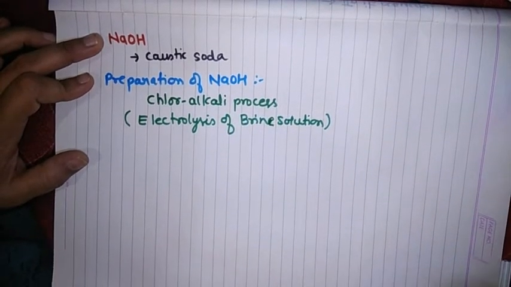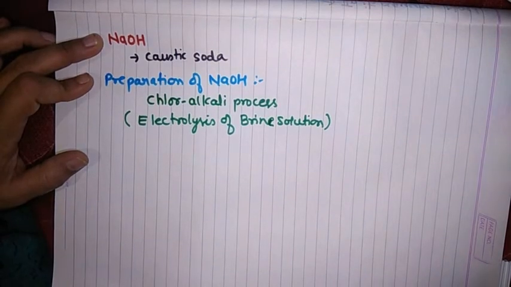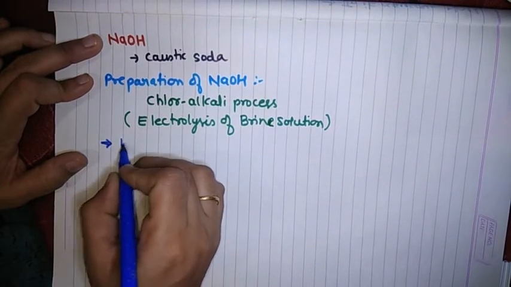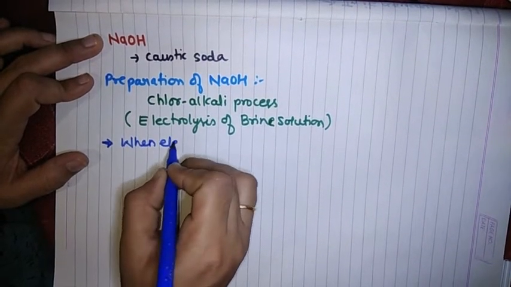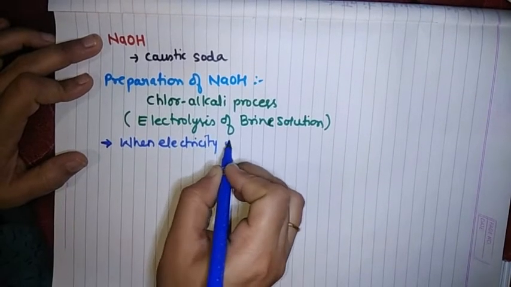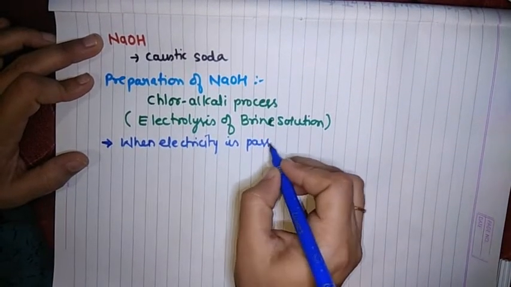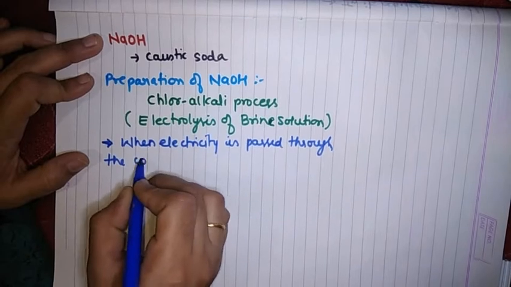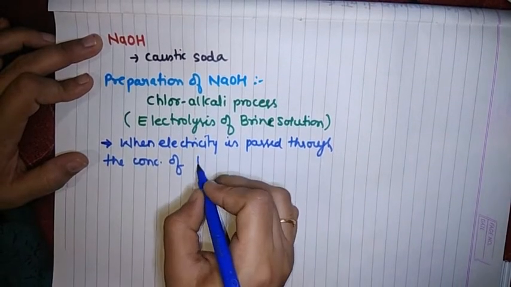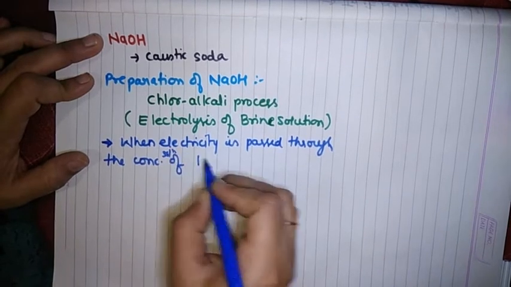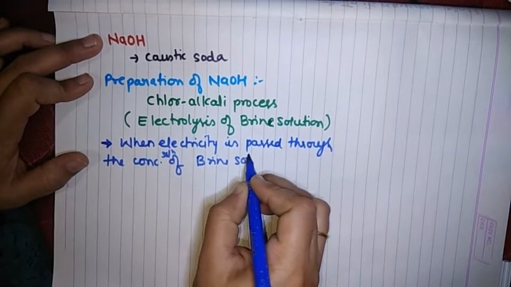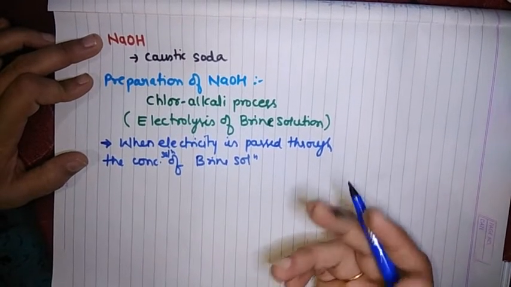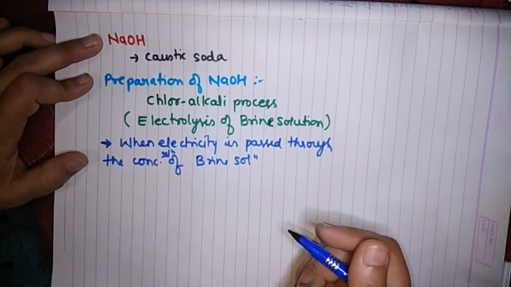How? Let's study about this. This process takes place when electricity is passed through the concentrated solution of brine solution. What will happen? Then this NaCl will be decomposed to form sodium hydroxide and chlorine plus hydrogen.